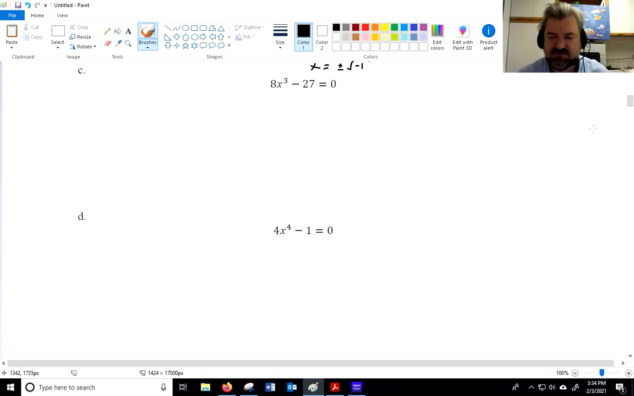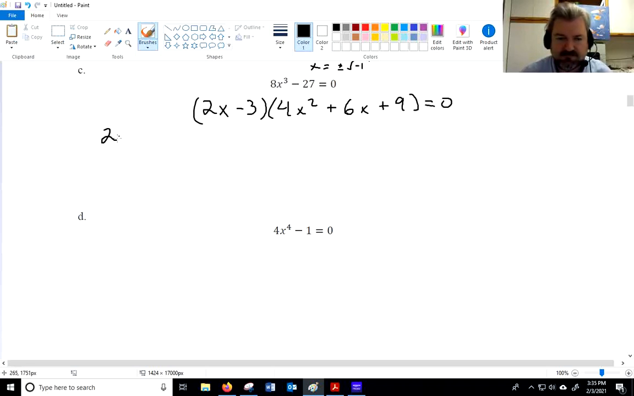x cubed minus 27 equals 0. All right, this actually is a difference of two cubes. So this is the cube root of 8 is 2, so this is 2x, and the cube root of 27 is 3. Then you remember the pattern. You square the first thing. It's 4x squared. Multiply these two together, but you have to change the sign. So it's plus 6x. And then we square the last number, giving it plus 9 equals 0. I can set 2x minus 3 equal to 0, and I get x equals 3 over 2.